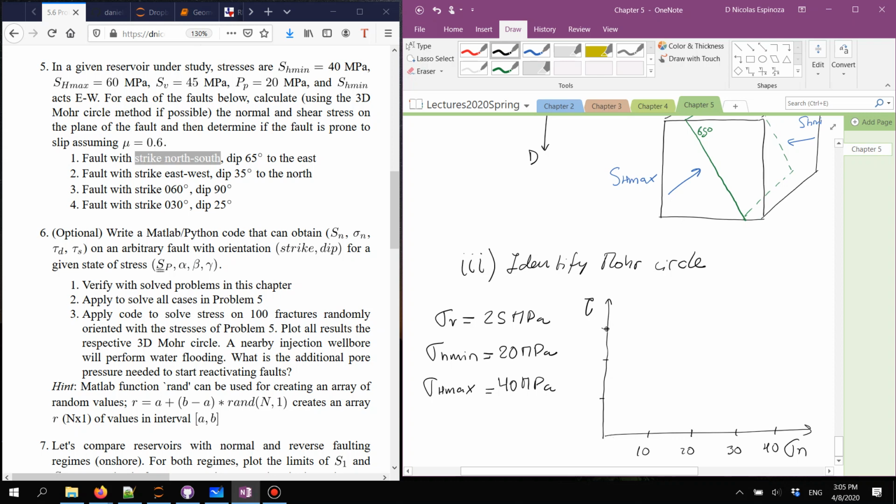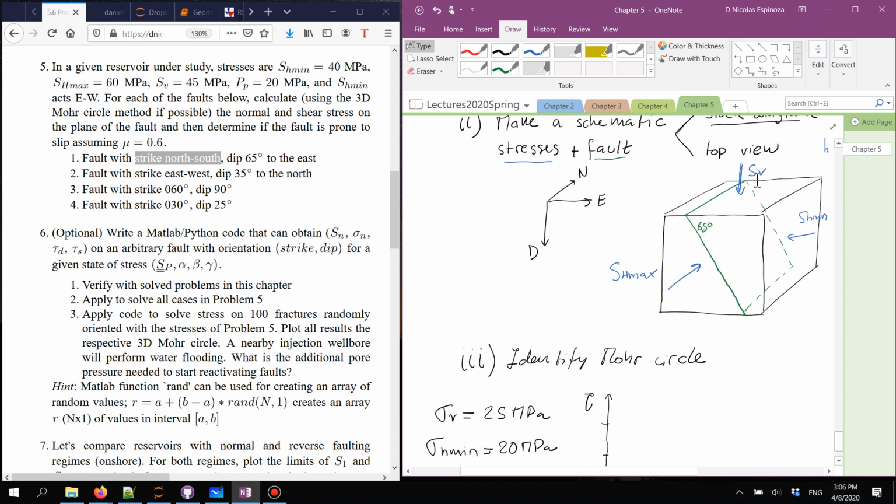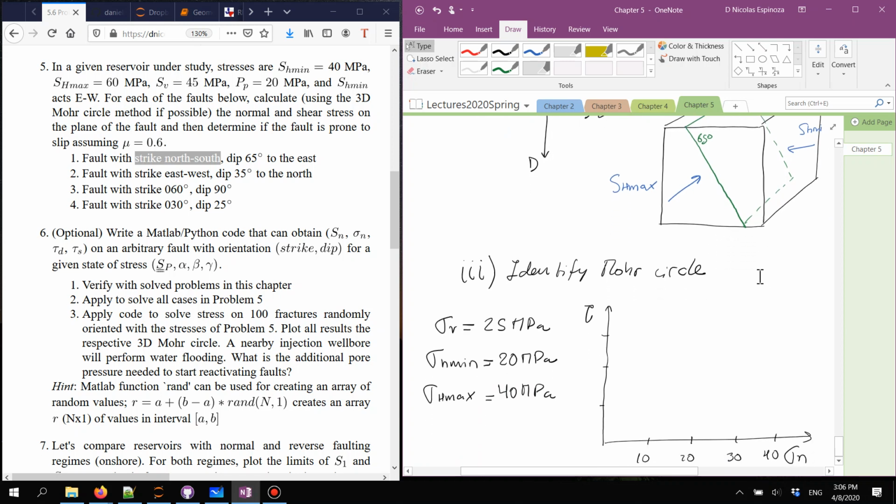As we were saying, for this particular fault, we need to use the Mohr circle that involves sigma v and sigma h min. So sigma v is right here. Sigma h min is right here. So the Mohr circle is going to be this tiny one.